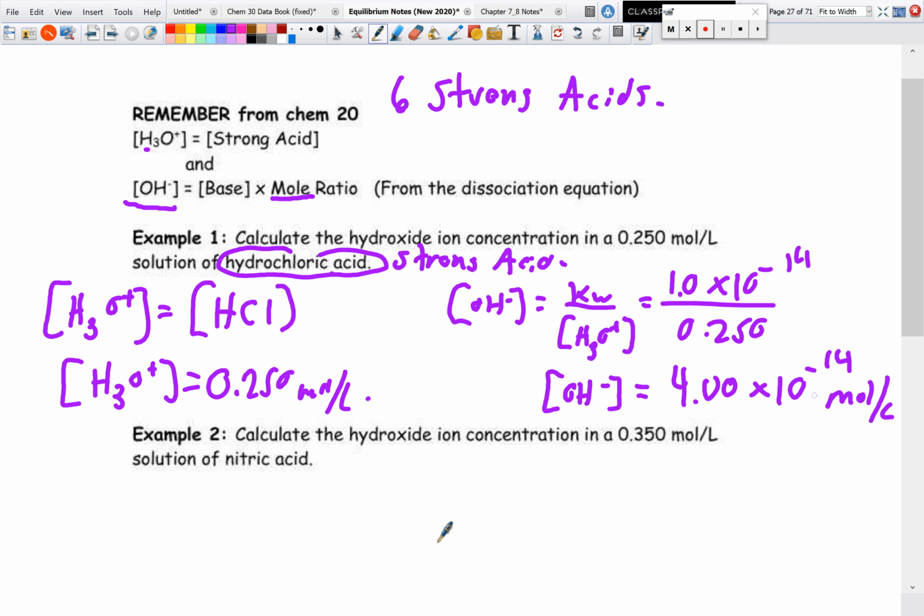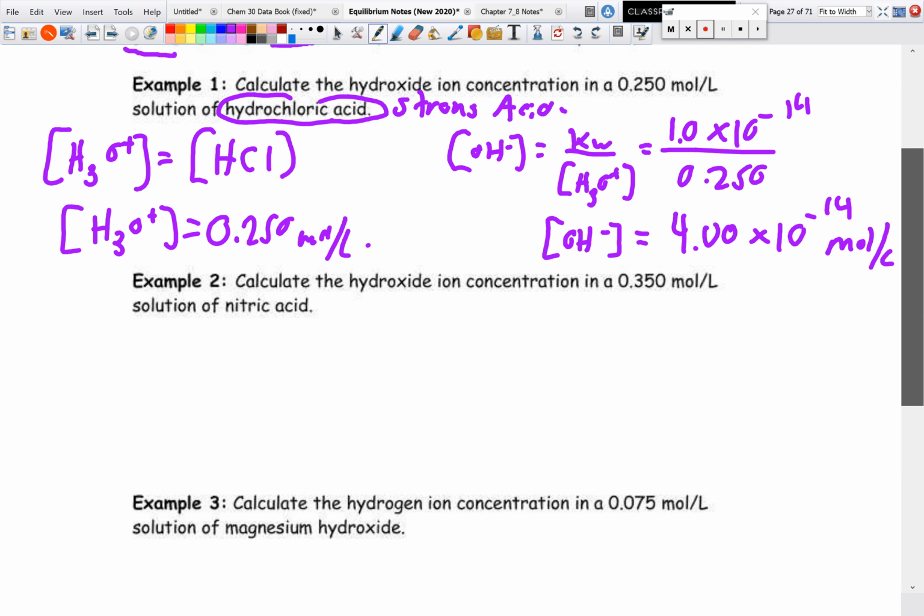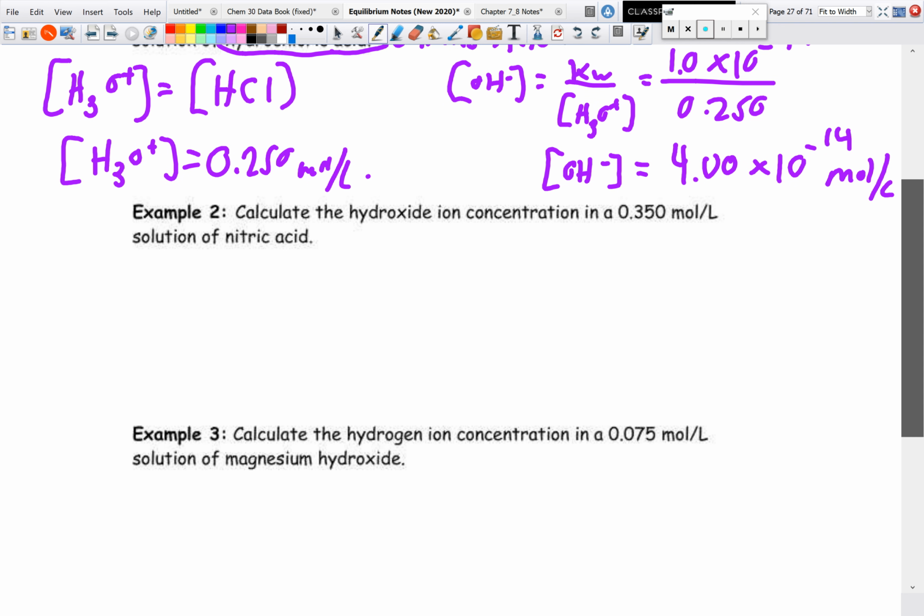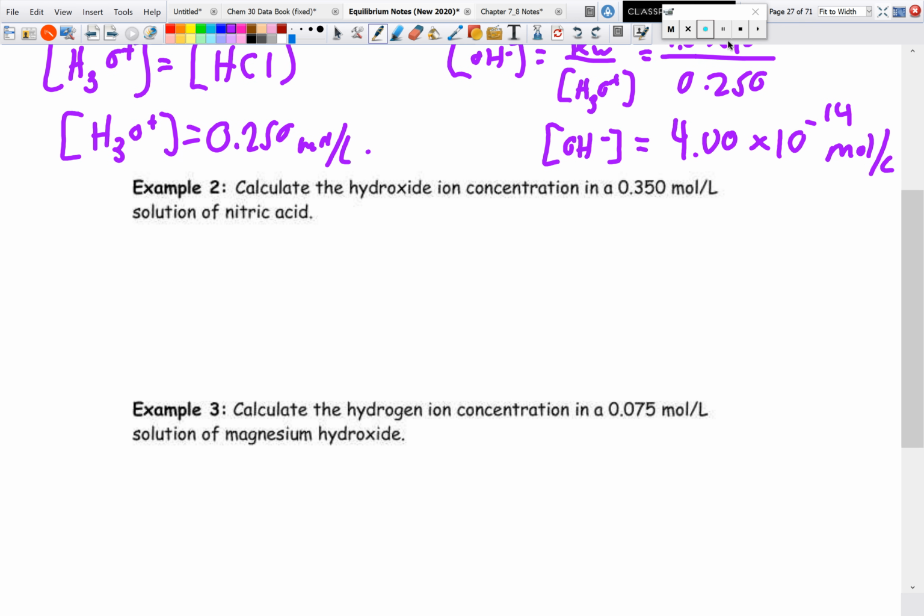So you'll notice the next example is almost the exact same thing. Calculate the hydroxide ion concentration in a 0.350 moles per liter solution of nitric acid. So following the steps just up above, in 3 seconds the answer is going to come up, but please pause the video and try this one.